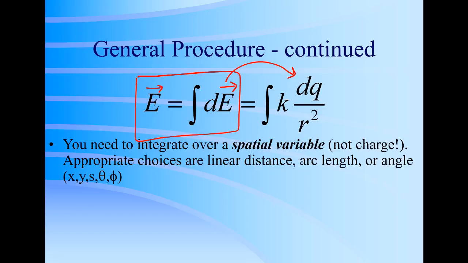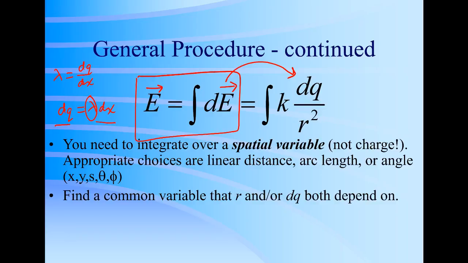And then our job is to turn dq into a spatial variable. So for example, we saw earlier that using lambda equals dq over dx, we can write that dq is equal to lambda dx. And so what we're doing is we're turning a charge variable dq into a spatial variable dx. And it's linked together by that charge density. So we need to find a common variable, in this case, the charge density, that r and dq both depend on.